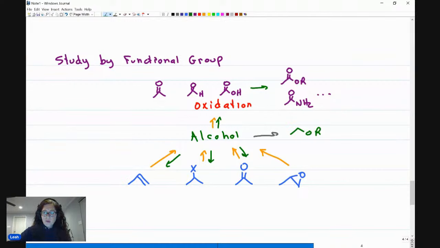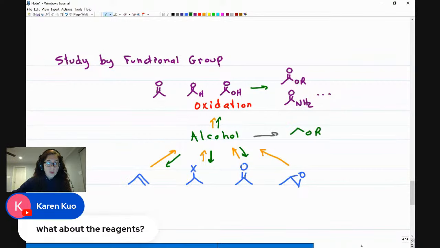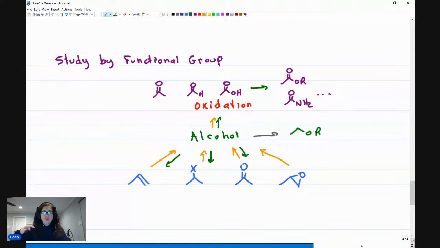And that brings up a very good question. What about the reagents? That's the next step. Once you know what you can turn it into, then you want to start practicing, well, how do I turn it into that? If I want this alcohol or that alcohol. And that is a really, really good way to get just a really great handle on all of this. And I am seeing yeses.